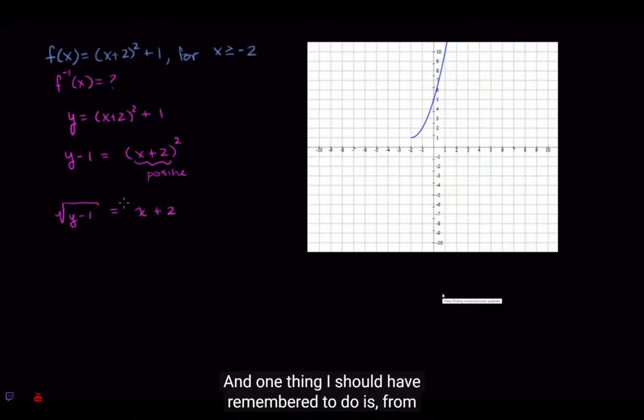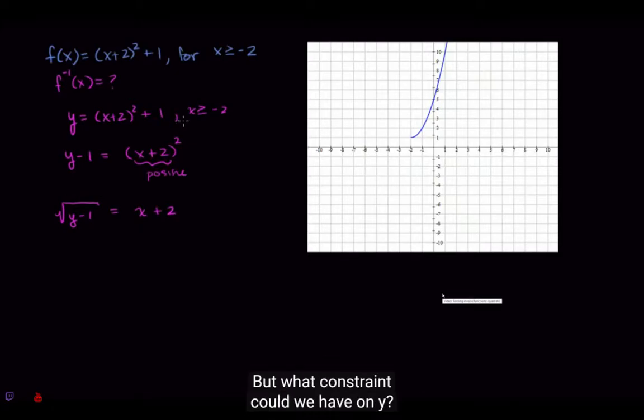And one thing I should have remembered to do is from the beginning we had a constraint on x. We had x is greater than or equal to negative 2. But what constraint could we have on y? If you look at the graph right here, x is greater than or equal to negative 2. But what is the range of y values that we can get here? Well, if you just look at the graph, y will always be greater than or equal to 1.